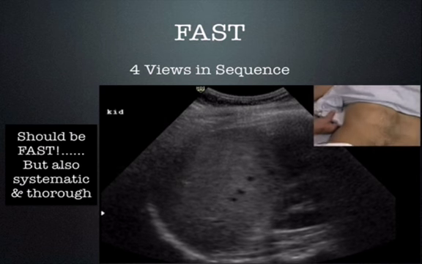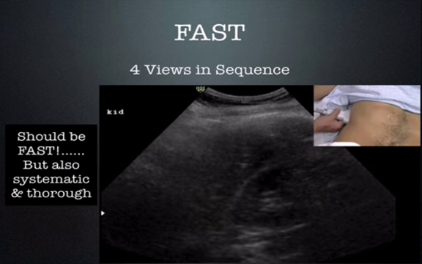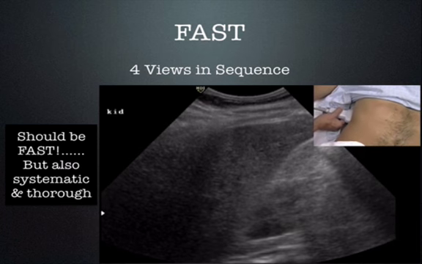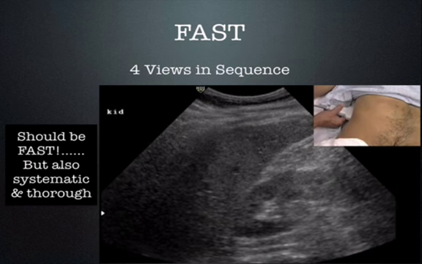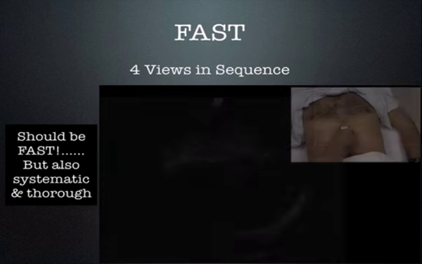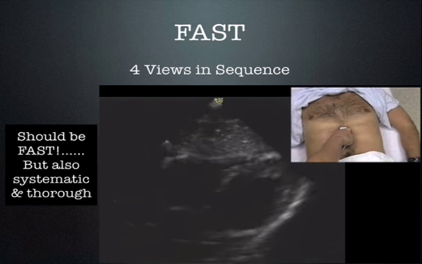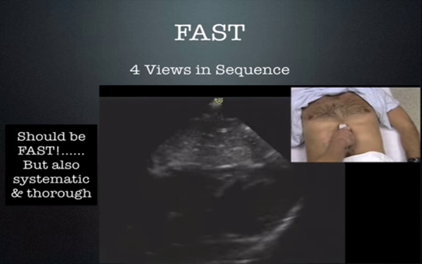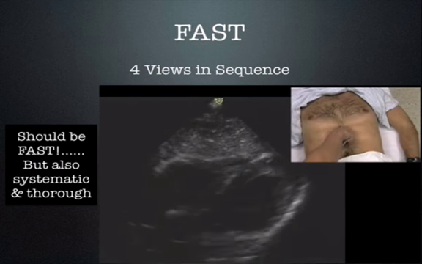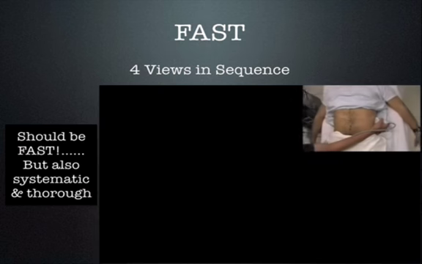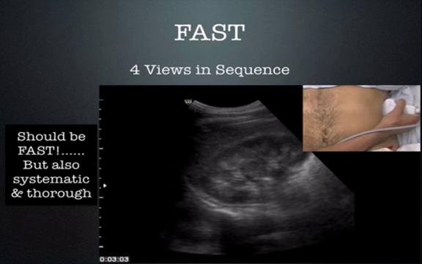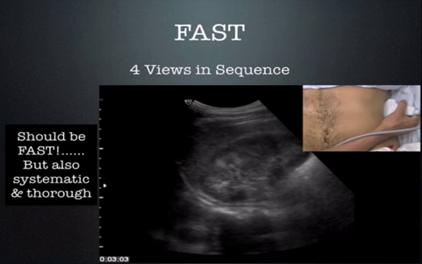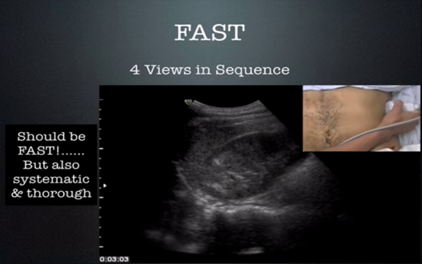So here's our FAST exam sequence. We're in the right upper quadrant, and we see the liver and we see the kidney. Panning all the way through the space looking for a hypoechoic or black stripe of fluid. Cardiac, we're using a cardiac probe. We're going through the liver. We see the four chambers of the heart. We see that the heart is pressed right up against the diaphragm, so there's no pericardial effusion. The left upper quadrant, we see the spleen, much smaller than the liver, and the kidney, and the diaphragm.